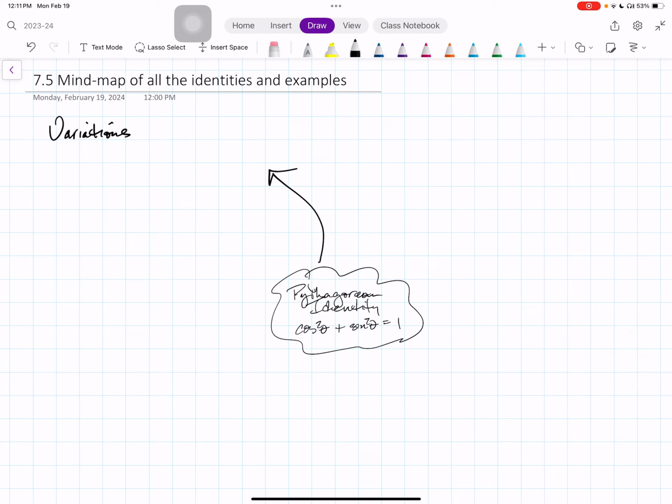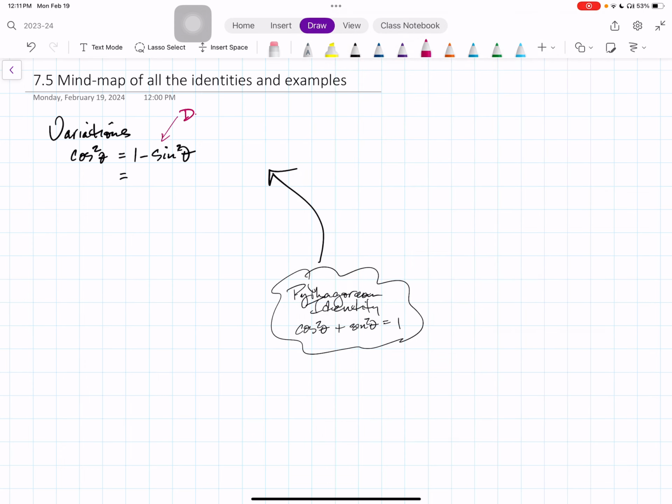If you isolate cosine squared theta, you get the first variation. If you take that identity and just subtract sine squared theta, you get cosine squared theta equals 1 minus sine squared theta. There's your first variation. Now, these are squares, and we know from algebra 1 how to factor things. This is called the difference of squares.